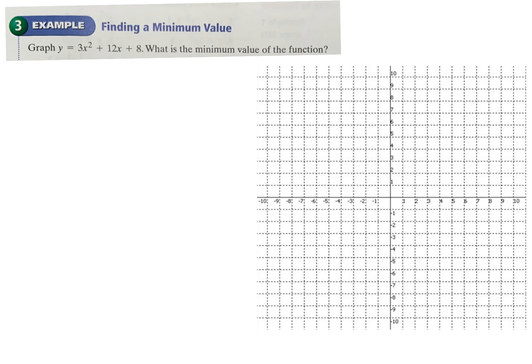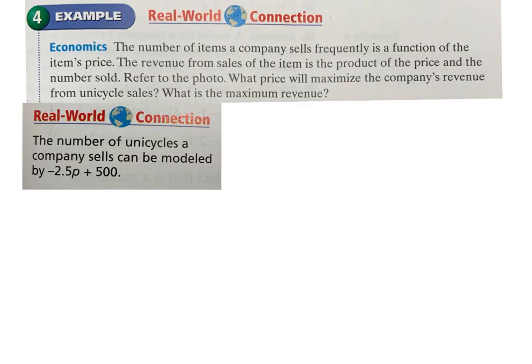In the word problem, it says the number of items a company sells is frequently a function. They've given us the function, all right? And this looks like a linear equation, but then you multiply it by your product price times the number sold, and you end up with an equation that looks like this. Usually they won't make you calculate it, by the way. This is a quadratic, and it says what price will maximize the company's revenue? What is the maximum price?